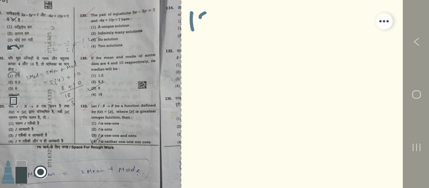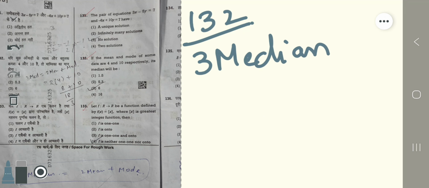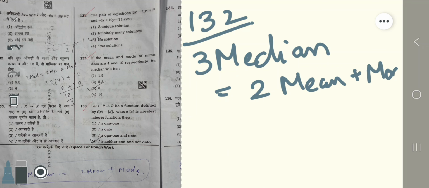Moving on to question number 132. If the mean and mode of some data are 4 and 10 respectively, its median will be? For this, we know we have a formula for mean, median and mode. When one of the three is not given and the other two are given, we can find the third one. The formula is 3 median equals 2 mean plus mode.